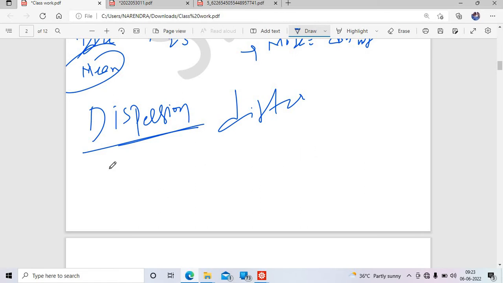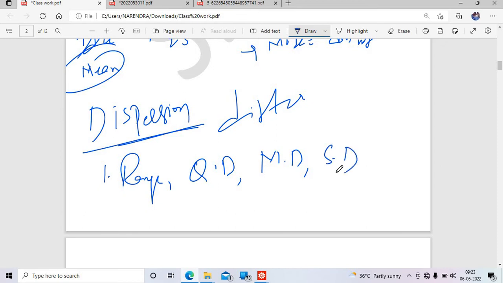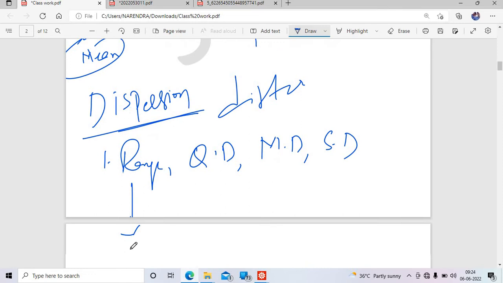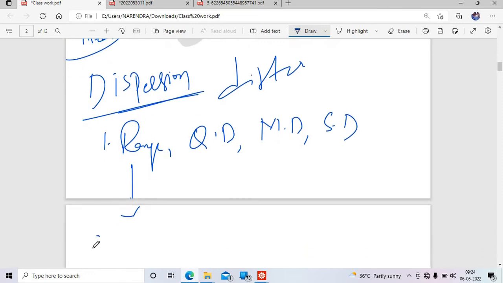Coming to the types: range, quartile deviation, mean deviation, standard deviation, and variance. These are just simple formulas. We all know how to find the range. Sometimes they ask for the formula for the coefficient of range, which is Q3 minus Q1 by Q3 plus Q1. This type of formula is also asked sometimes. The range is the highest value minus the lowest value.